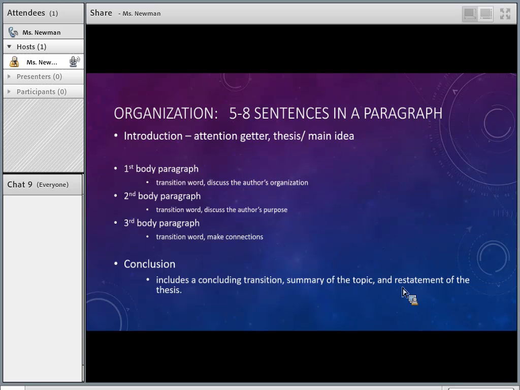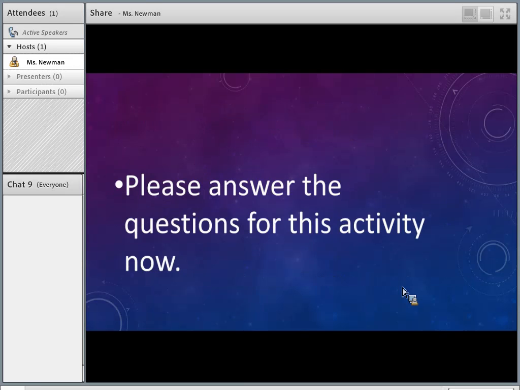Then lastly, you're going to have a conclusion, which includes a concluding transition word. You sum up the topic and restate that thesis. So hopefully you can see that if you break it down into each part, each day focusing on something different, a different aspect of the speech, it shouldn't be so overwhelming. And again, there is no right or wrong. It's what you think of it, and you just make sure you support that with textual evidence. Please answer the questions for this activity now.